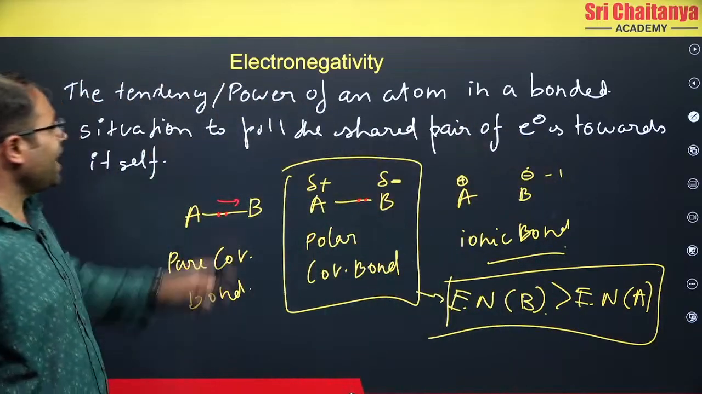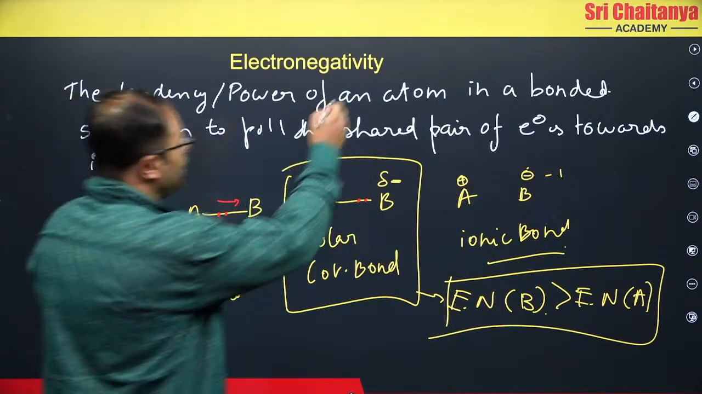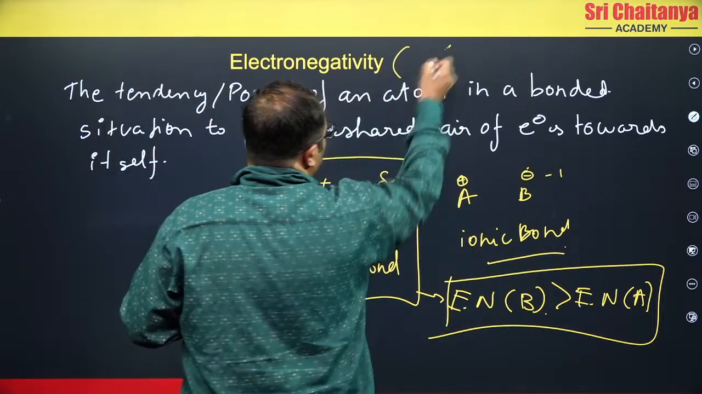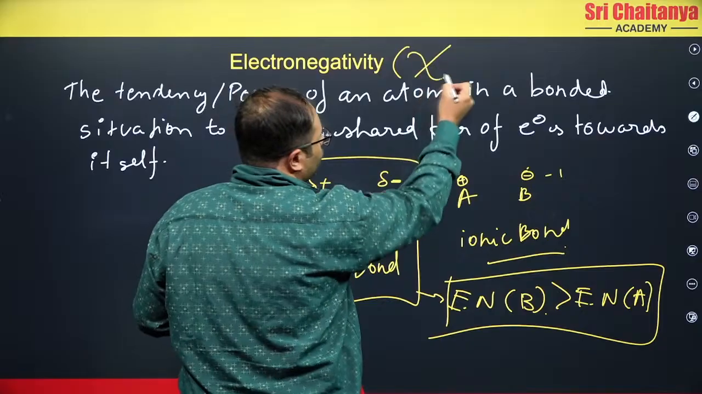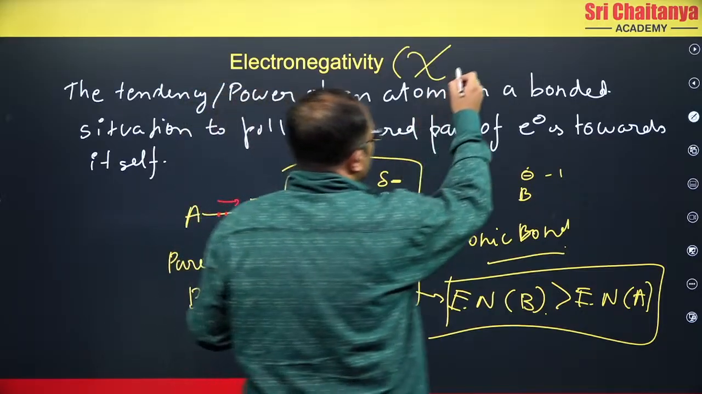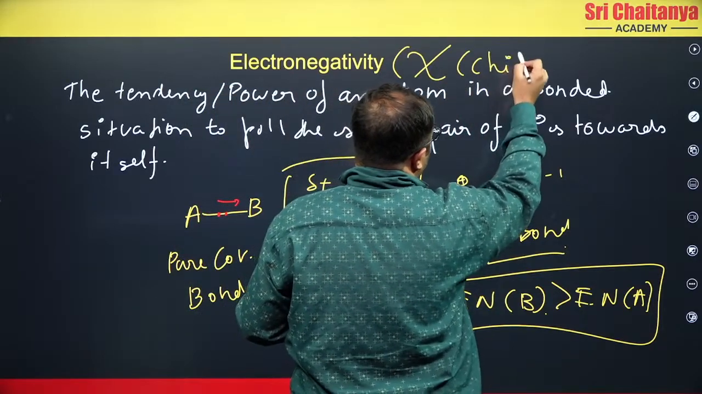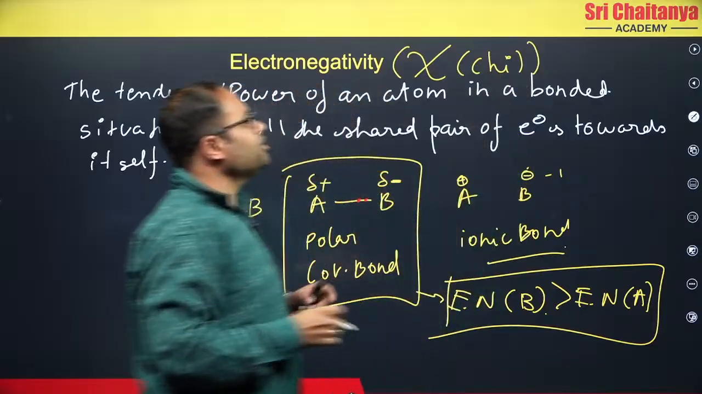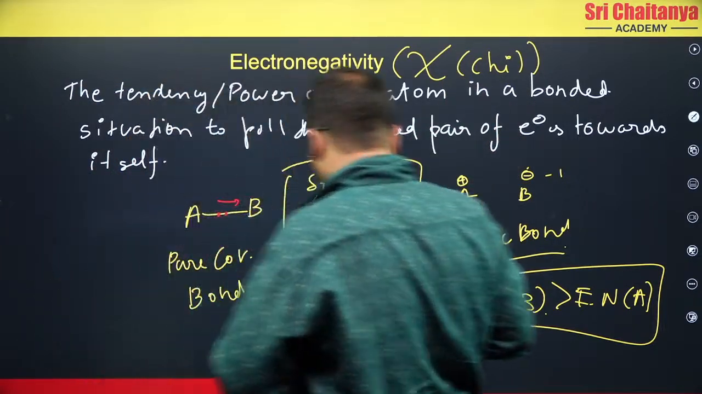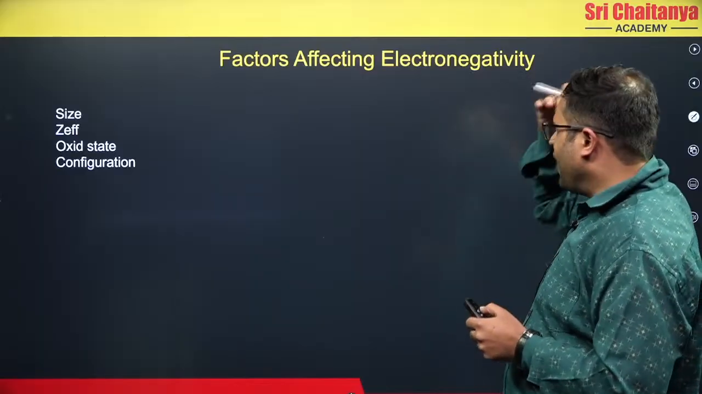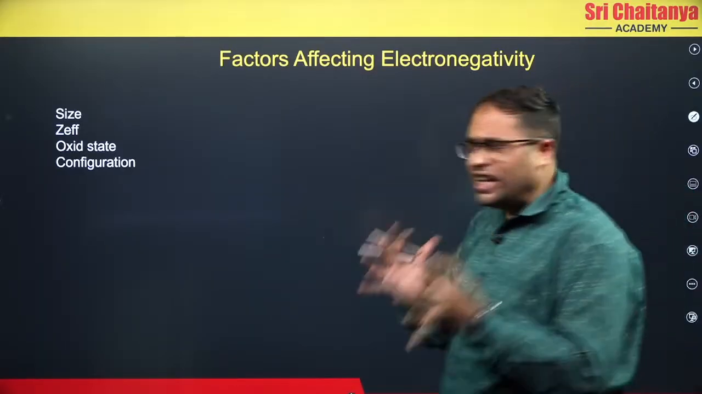That is what I will say. And electronegativity is represented by a symbol like this. Draw a line like this and then draw a line like this. This is pronounced as chi. CHI, chi. It's not X, it is chi, represented by this. Now factors affecting electronegativity, pretty easy.